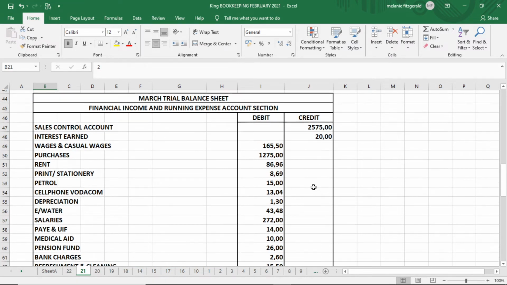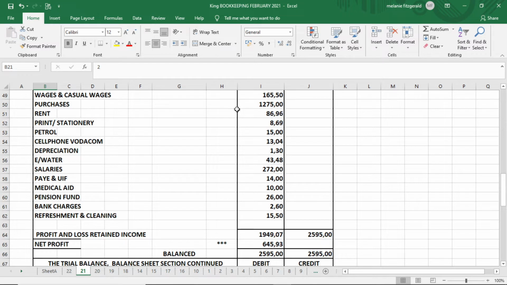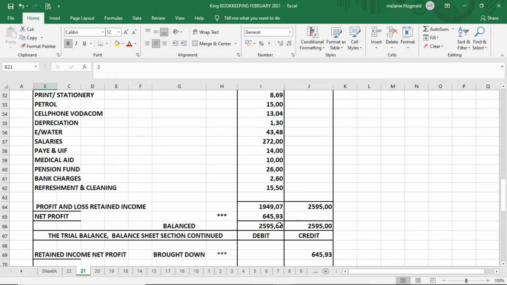Then we add up the credit side and we get the amount over there, and we add up the debit side and it comes to $1,949.07. And the credit side is at $2,595. Okay, so then what we do is we take the larger amount and we minus the smaller amount. So that gives us our net profit. That's the profit and loss retained income. So the net profit is $645.93. So what we've done is we've taken this $2,595 and we've subtracted the $1,949.07. And that's how we get our net profit.